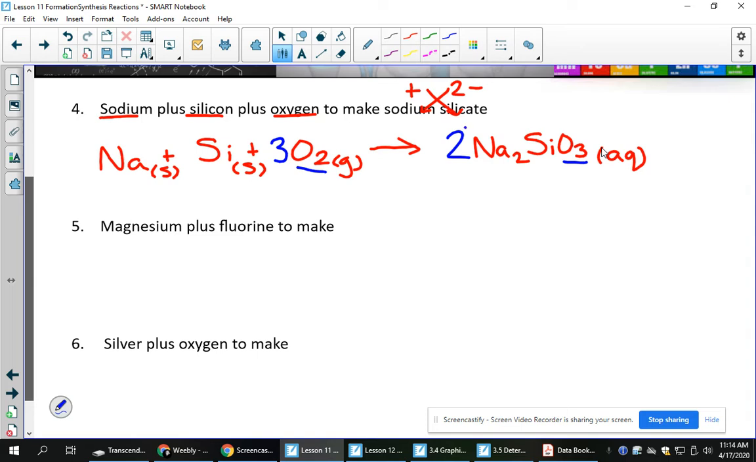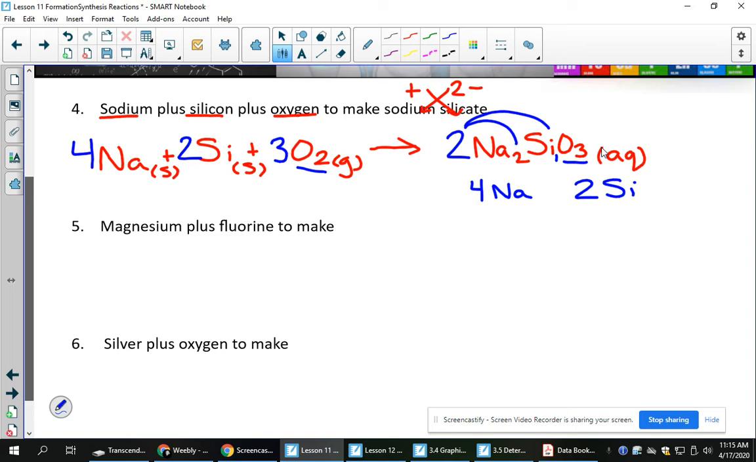Now here I have 2 times 2 is 4 sodium. On the reactant side, I'm going to write 4 sodium. Remember, there's a secret 1 behind silicon here. So 2 times 1 is 2 silicon. I'm going to write 2 silicon. And that question is done.